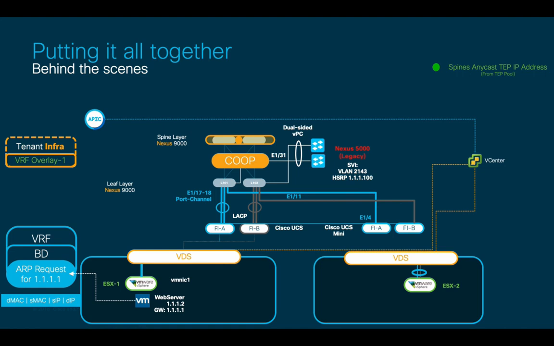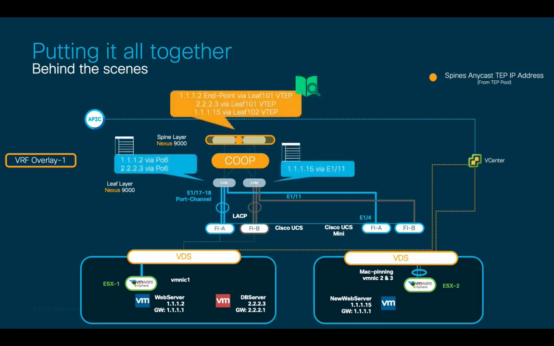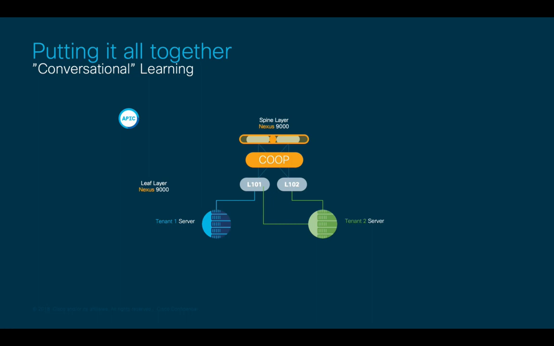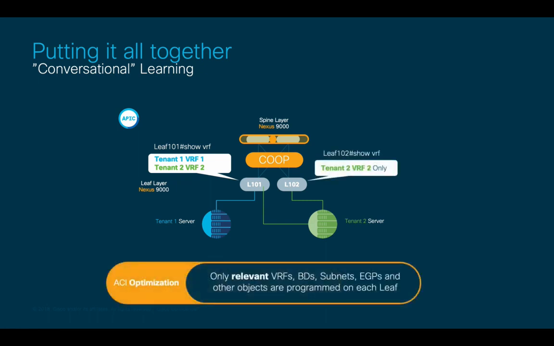The same process will repeat for every endpoint you connect to ACI, which is exactly what happened with the DB VM and the new web server VM, making the process and scalability very efficient, since only local entries are stored on each leaf and remote entries will be learned and installed in the cache only if required. Keep in mind that ACI uses a conversational learning approach for many things, including VRFs and bridge domains. Therefore, only those resources used in a specific leaf will appear as part of the active configuration.